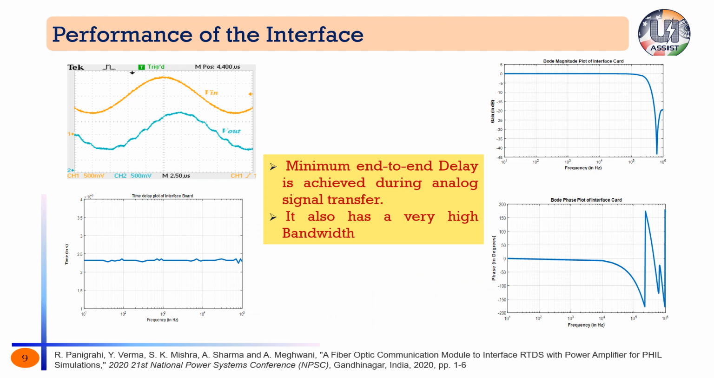So there are two major things. One is the delay that is provided by this interface, which we can see in this slide. It comes out to be around 2.3 microsecond, which would serve our purpose well. And the other is the bandwidth. This particular interface has quite high bandwidth, and therefore it would be capable of transmitting any voltage transients occurring in the simulation to the real hardware system.